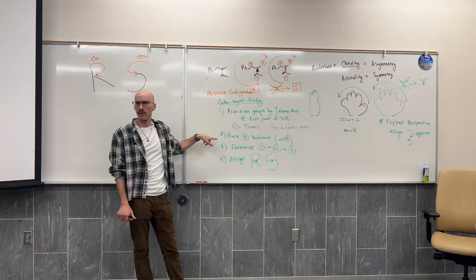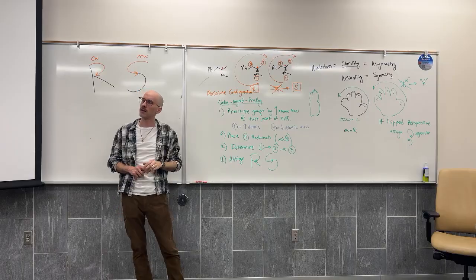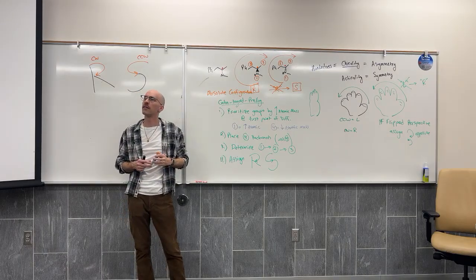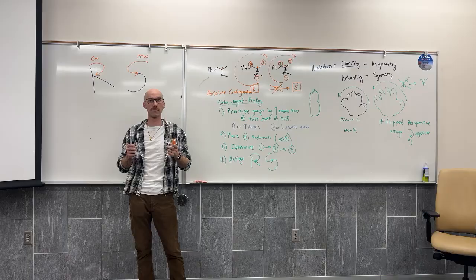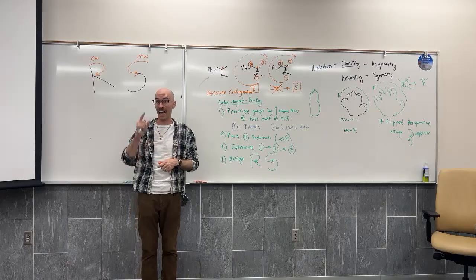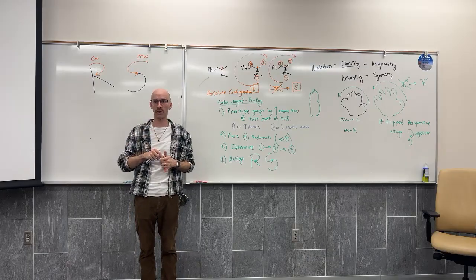Okay, which is the fourth group? The one off of the nitrogen? No. Where is it? I thought number 1 would be number 4. The highest mass would be the lowest priority. But it's backwards.